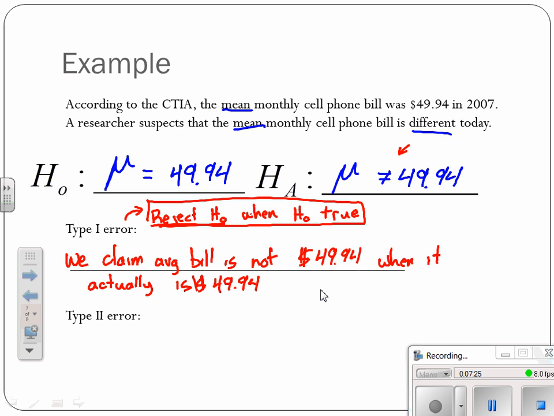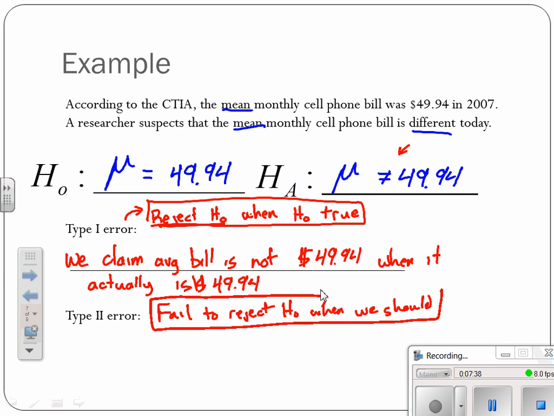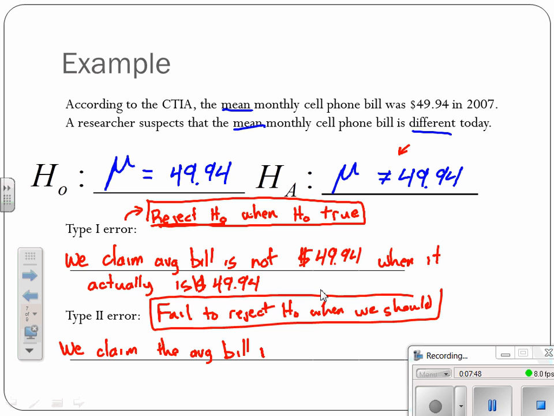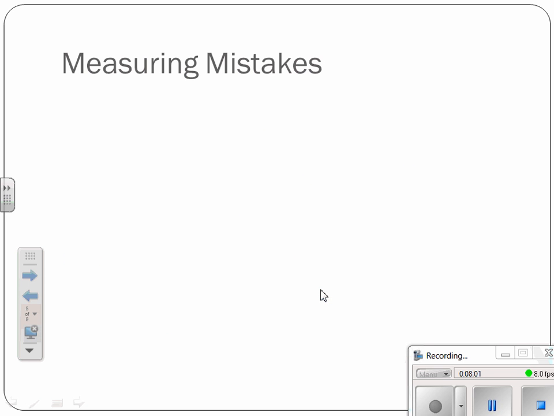Type 2, recall, that means we fail to reject H0 when we should have. Alright, that's type 2. So in the context of this problem, that means that we claim the average bill is $49.94 when in fact it is not.